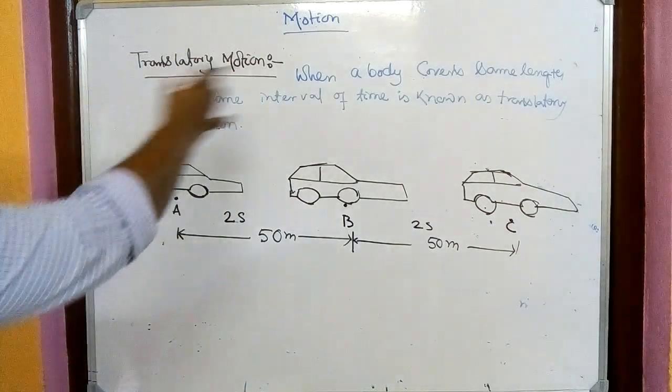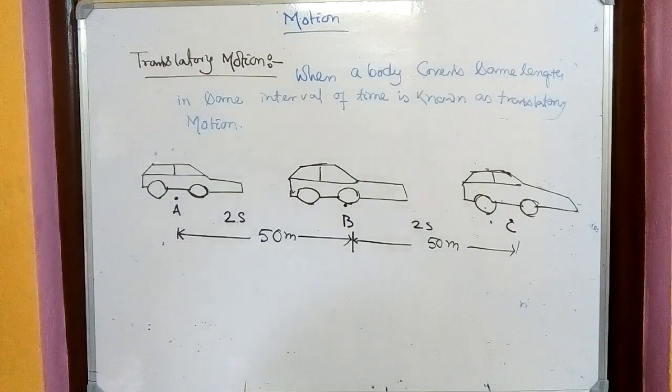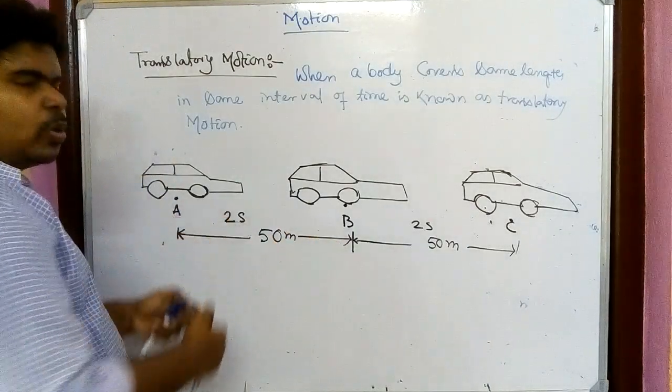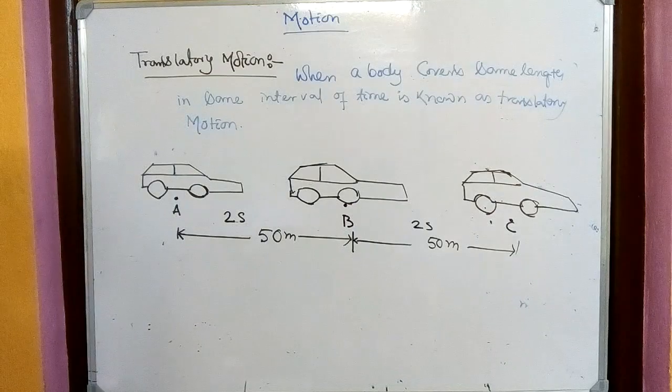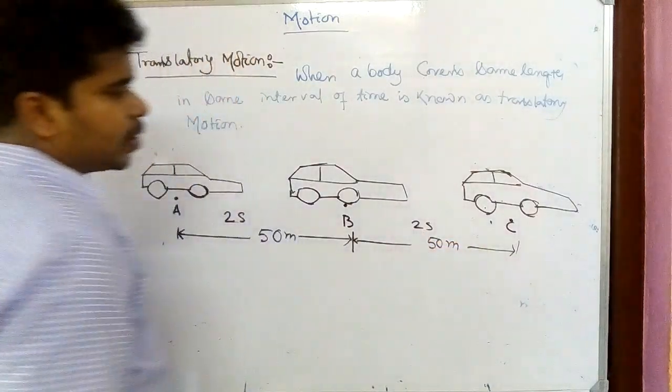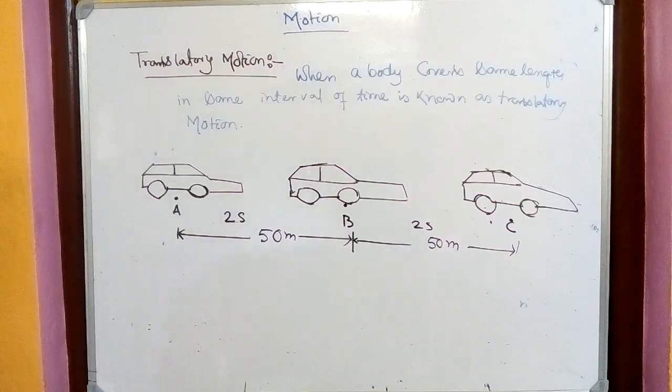So if you see whatever we have defined, when a body covers same length in same interval of time, it covers same length in every interval of time. So 2 seconds is the interval of time we have taken. So every interval of time the car moves a distance of 50 meter. So that type of motion we can say it is a translatory motion.